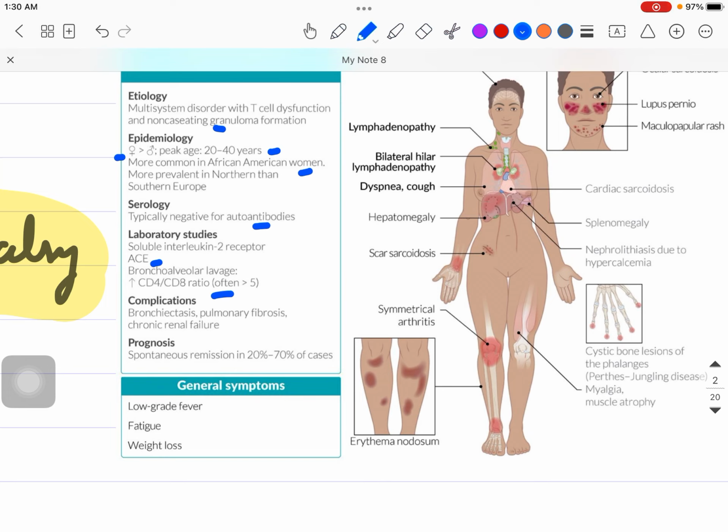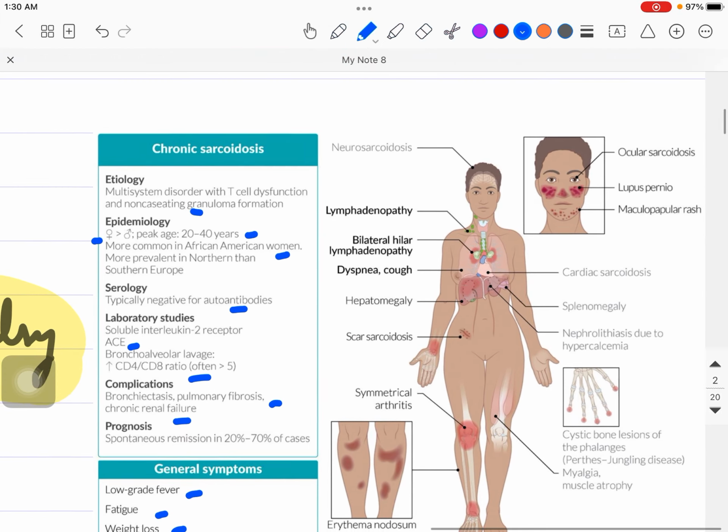Complications can be there because the most common organ involved over here is the lungs. So related to the lungs, many features are there: bronchiectasis, pulmonary fibrosis. And if you guys remember, chronic renal failure was happening because of an abnormally increased level of alpha-1 hydroxylase, which was causing hypervitaminosis D, which was causing hyperphosphatemia, hypercalcemia, hypercalciuria. That's why chronic renal failure can happen. Symptoms are very vague: low grade fever, fatigue, weight loss, myalgia and all.